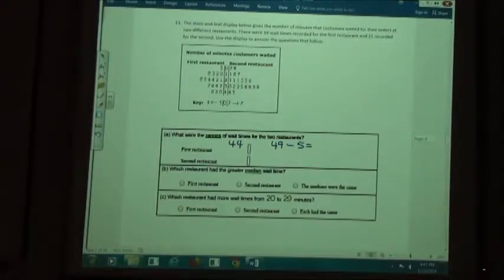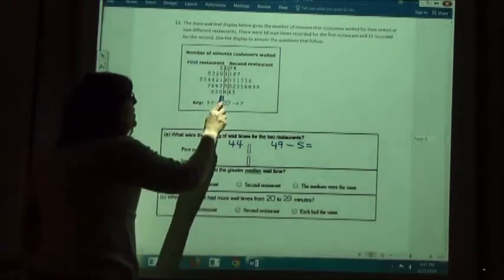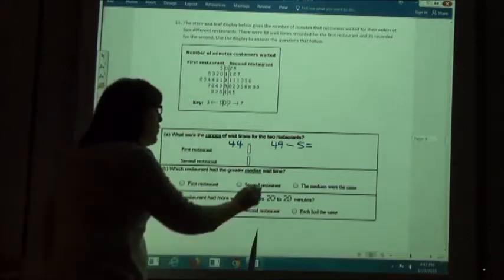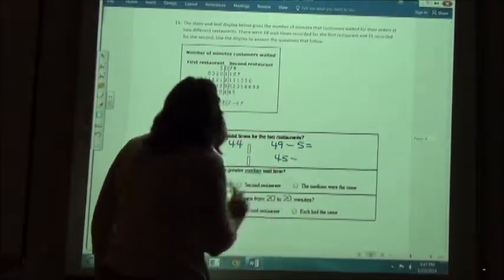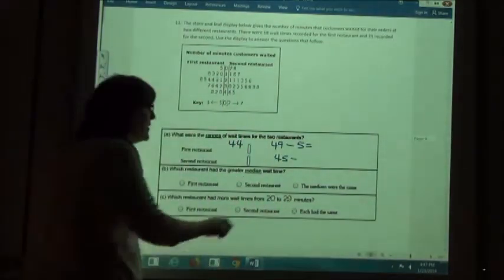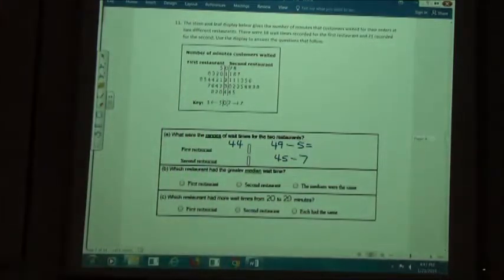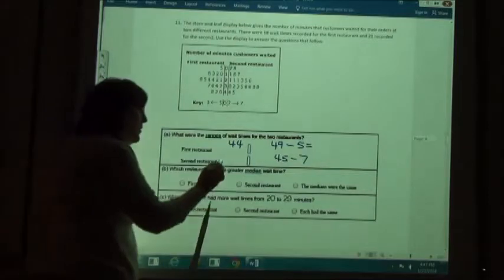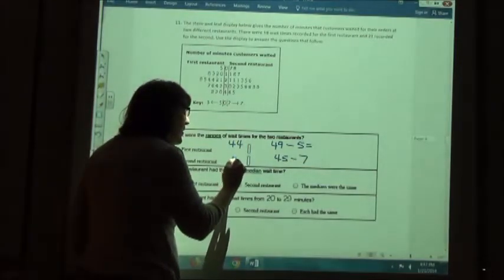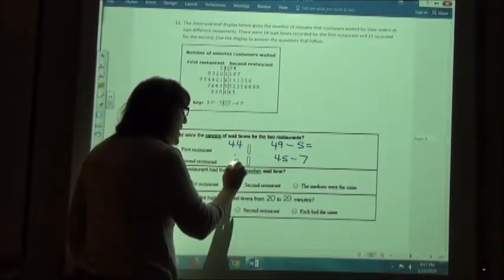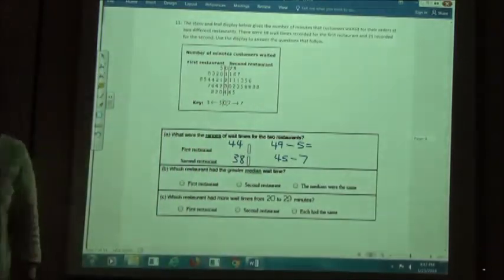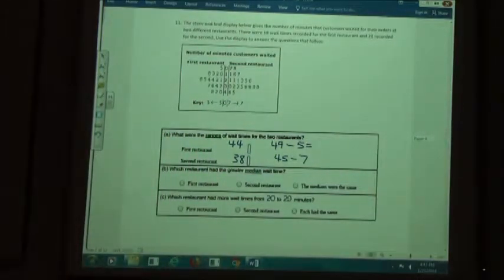Second restaurant, my highest wait time is 45. My lowest wait time is 7. So if I take 45 minus 7, I get 38 for my range. All right, which restaurant had the greater median wait time?